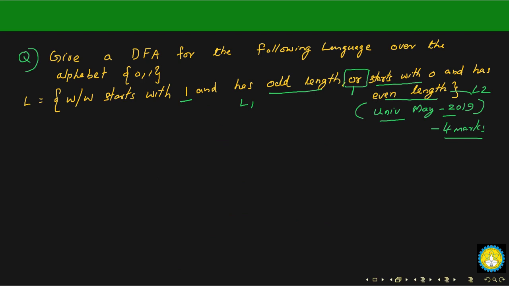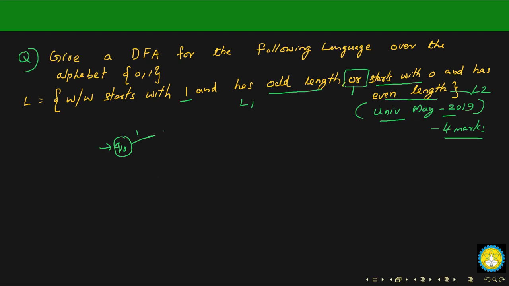So let's say the starting state is Q0, and from Q0, if you see the first symbol as a 1, then the language is such that if the word starts with a 1, it should have an odd length to be accepted. So let's try to accept only odd length strings after seeing a 1.